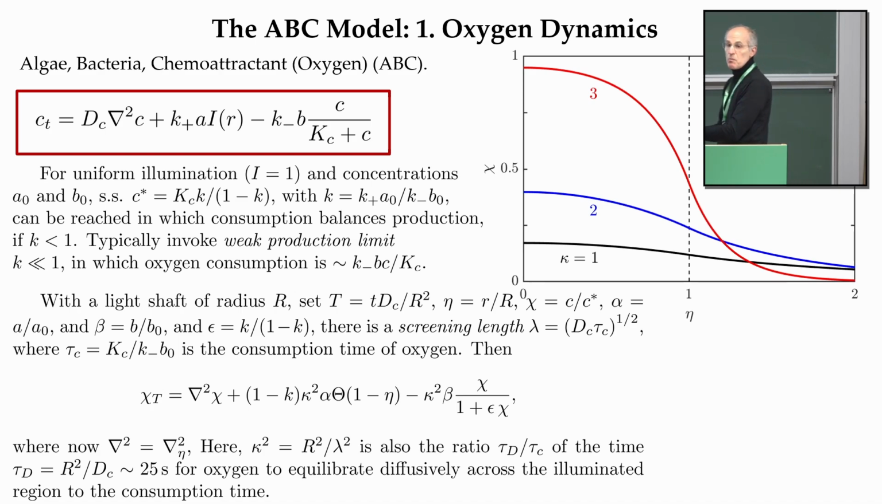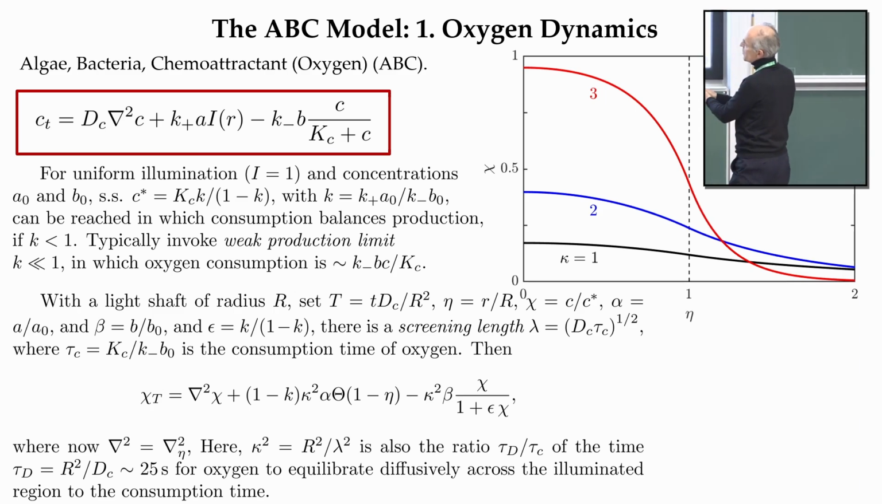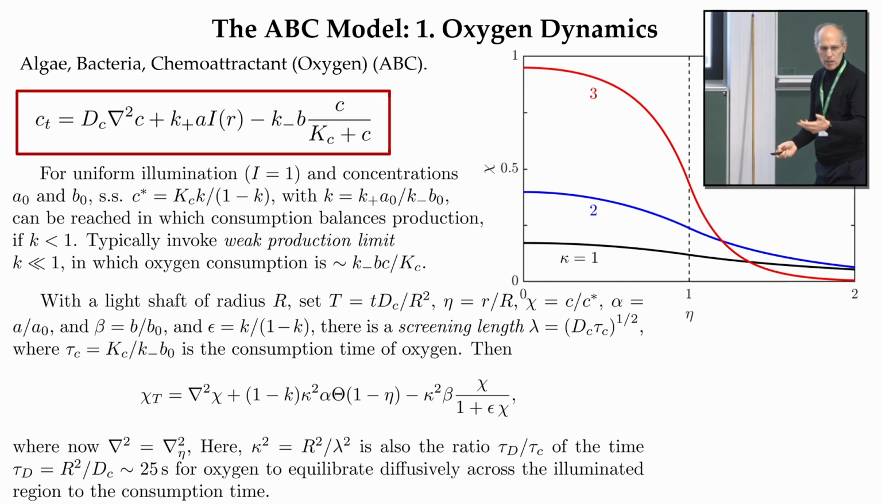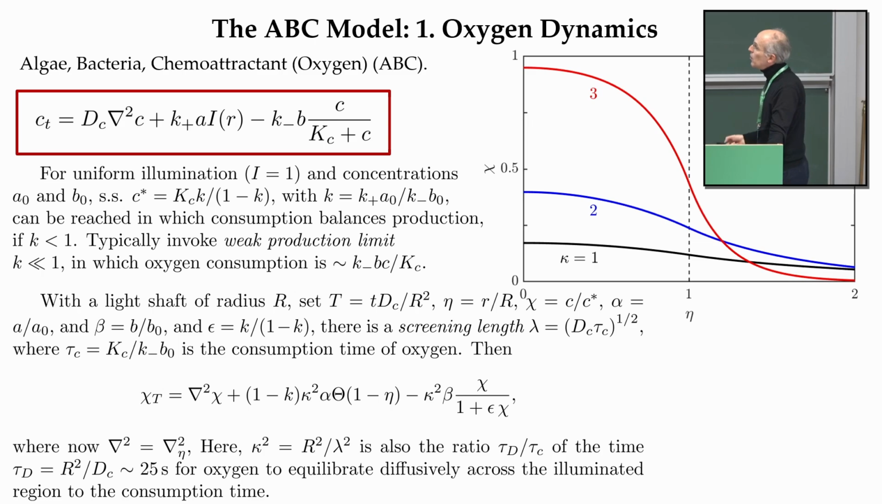in the simplest case, would be proportional to the amount of oxygen in the system. But typically there's a kind of Michaelis-Menten structure to these dynamics, so the consumption rate will saturate at high concentrations and only be linear at low concentrations. And this Michaelis constant Kc is a boundary between the two.